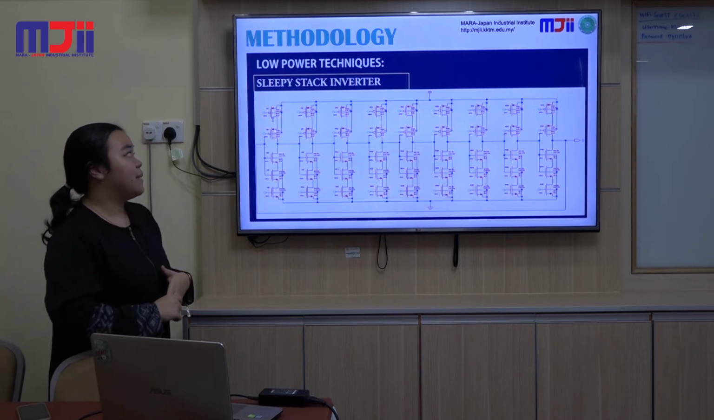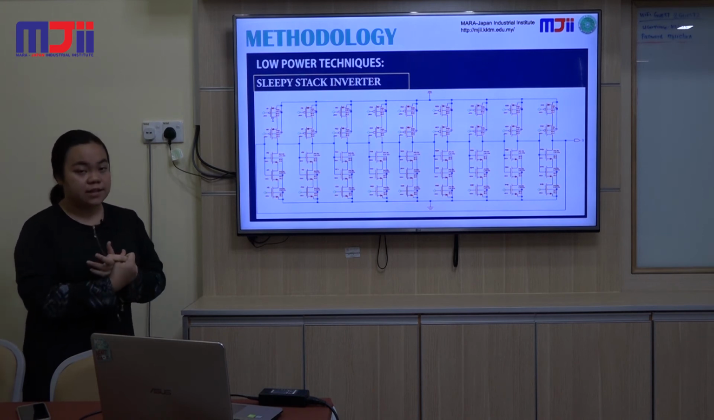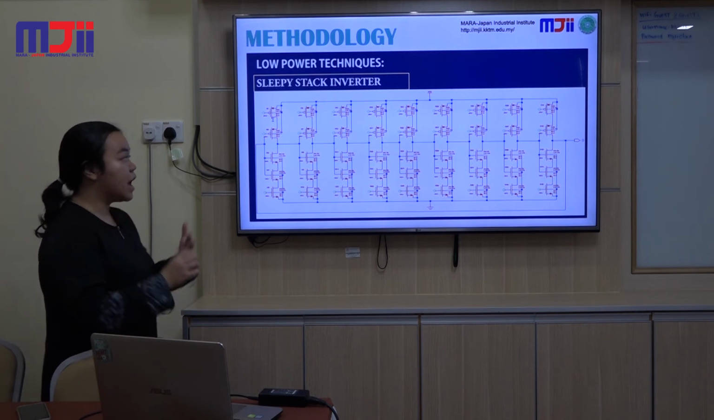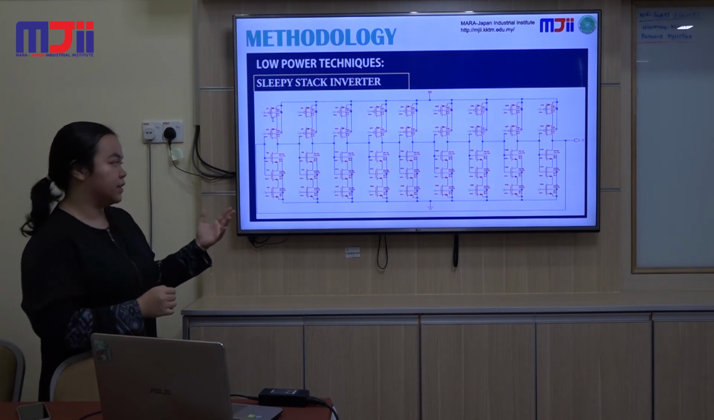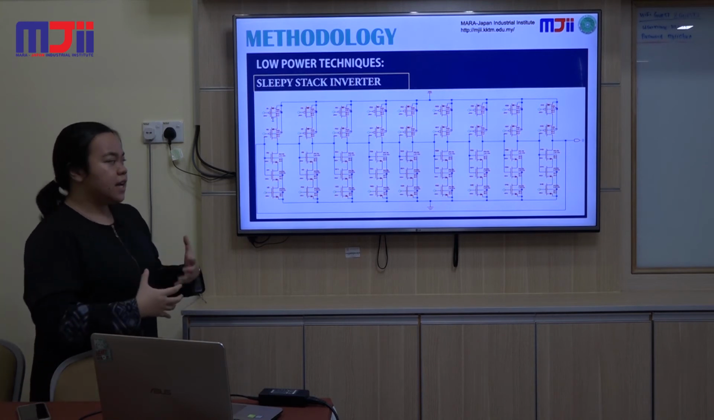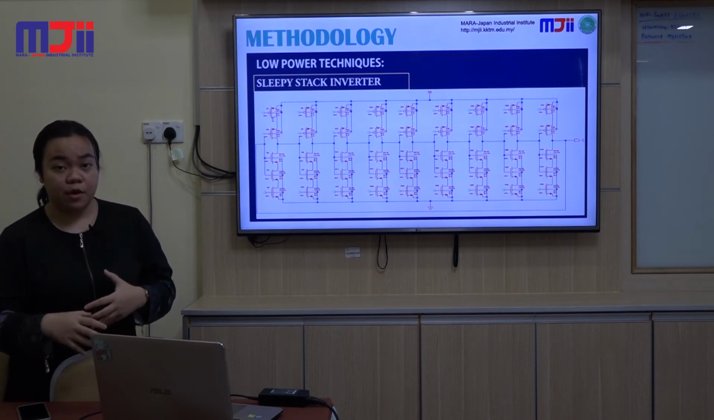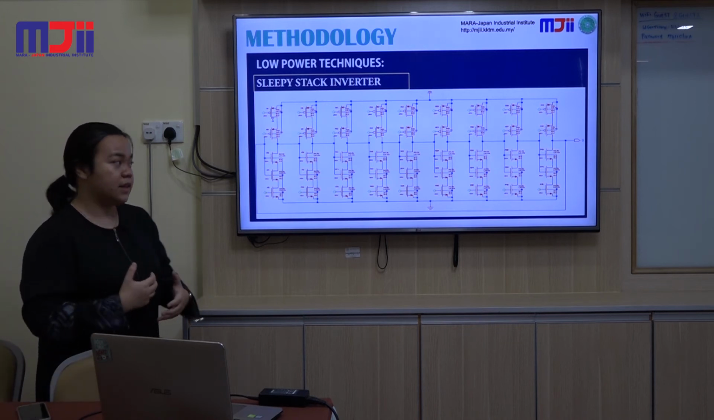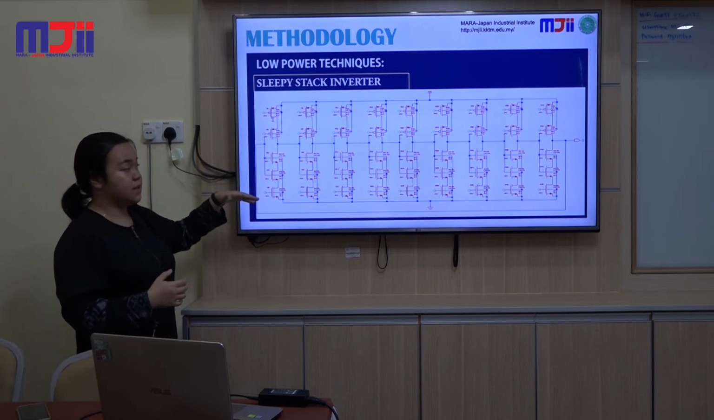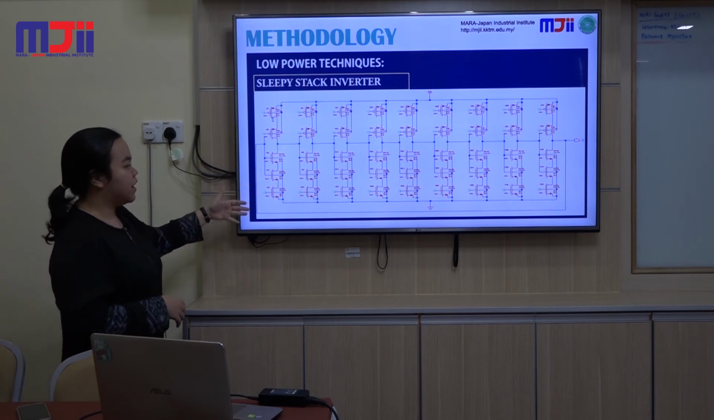Okay, lastly, the technique that I'm using is the combination of 2 techniques, which is the first one, a sleep inverter technique, and the second one is the stack inverter technique. I combine them and I call it sleepy stack inverter. Basically, what a sleepy stack inverter does is that it has a sort of same operation as the stacking method. It's just that there are 2 hanging transistors. The first is the hanging transistor of PMOS and the hanging transistor of NMOS. Okay, as you can see here.